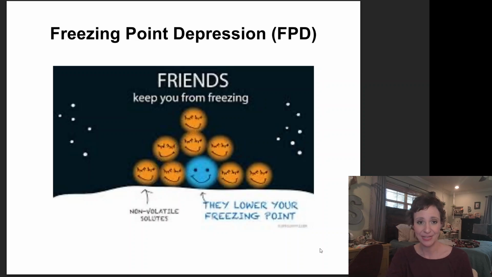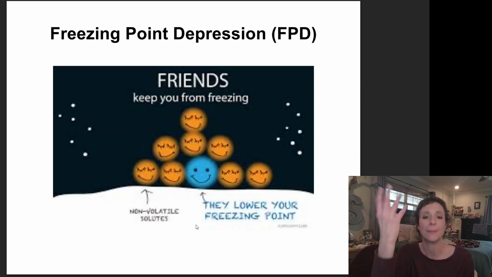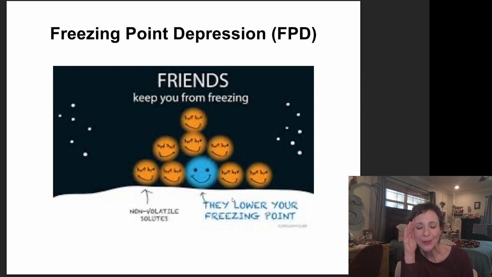All right, so here's something cute. Friends keep you from freezing, okay? They lower your freezing point, okay? So here are my solutes. And the term non-volatile just means that they are not evaporative, which means they will stay in the liquid phase. But here, my little water molecule is surrounded by solute particles who are keeping him from freezing. Also keeping him from boiling. We know both can be true now, okay?